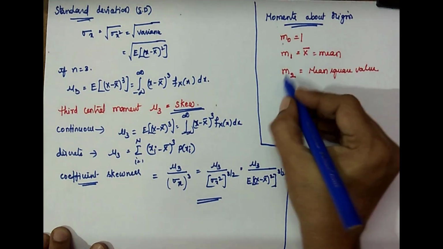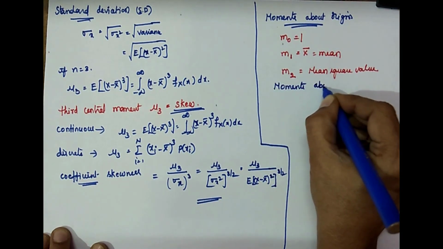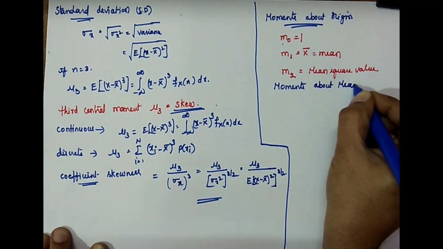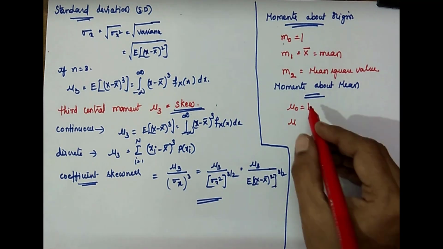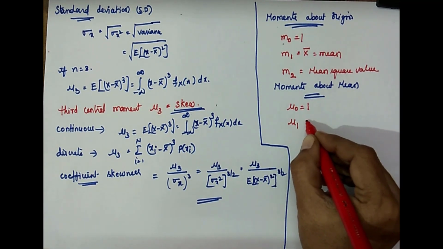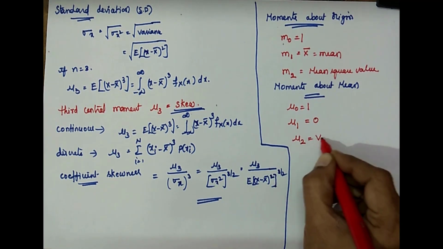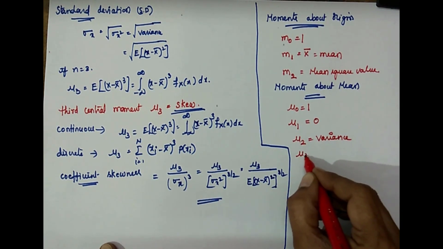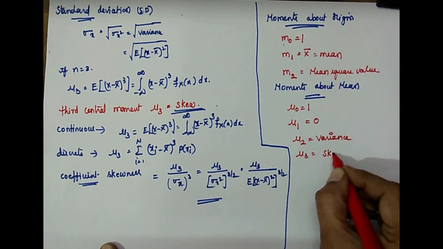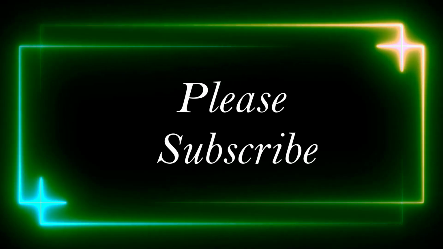And next, moments about mean. The 0th central moment is 1 and the first central moment is 0 and the second central moment is nothing but variance and the third central moment is nothing but skew. Okay, just remember these things and their formulas.